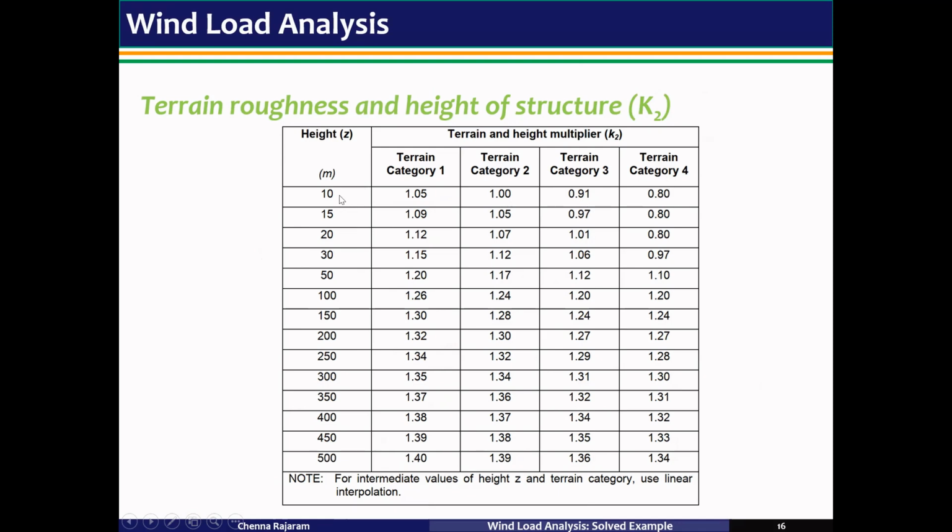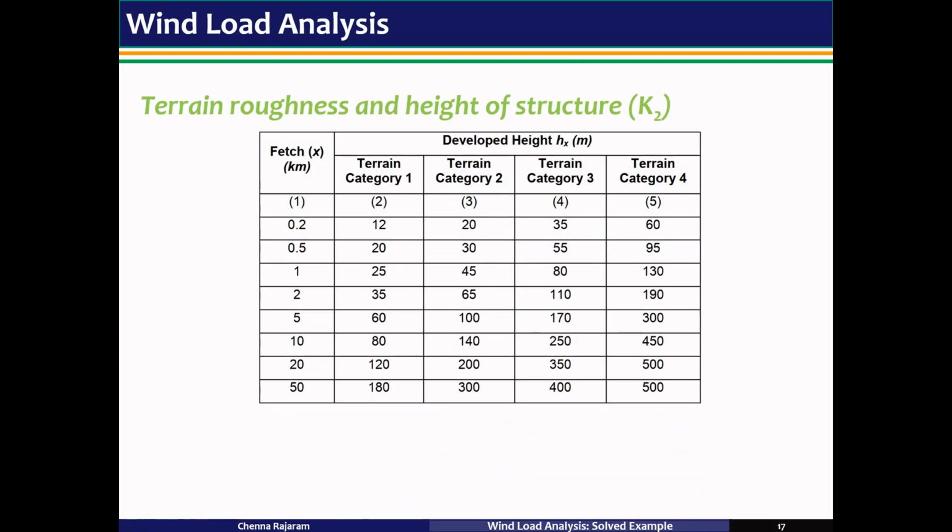So that means for a particular height, as the terrain moves from 1 to 4, the K2 value decreases. And if I want to calculate the K2 factor for a height in between these two, then we have to do linear interpolation. For terrain roughness and height of the structure, for K2, the tabular column is given in IS 875 Part 3.